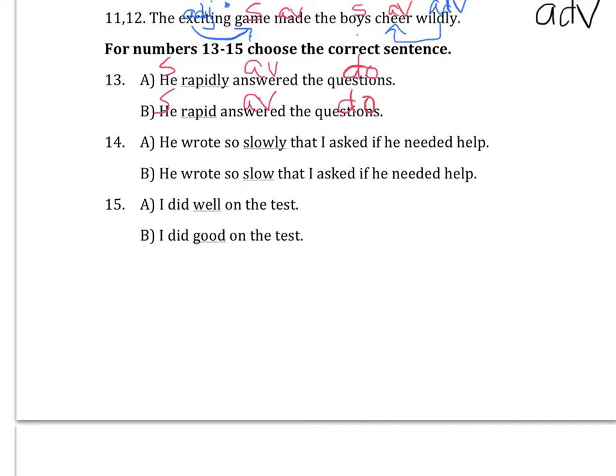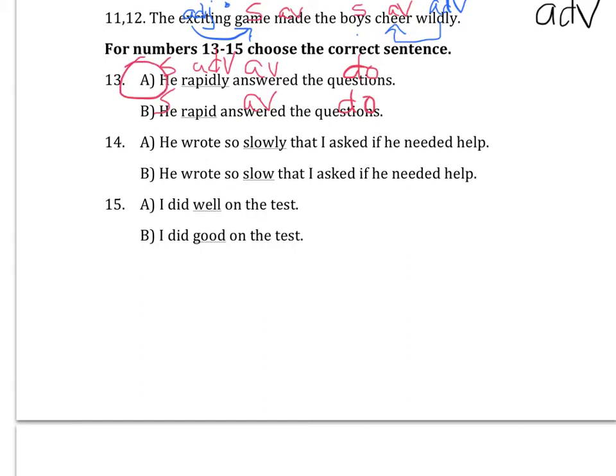Rapidly or rapid what? Rapidly or rapid answered. Since answered is a verb, you're looking for an adverb to describe how he answered. Rapidly is the adverb, which would describe the verb answered. Rapid is simply an adjective. You could say that the river was rapid, and therefore rapid is an adjective describing a noun like a river. So it can't describe a verb like answered. So the correct answer is A, rapidly answered.